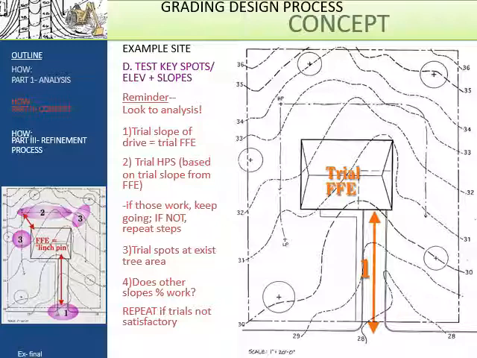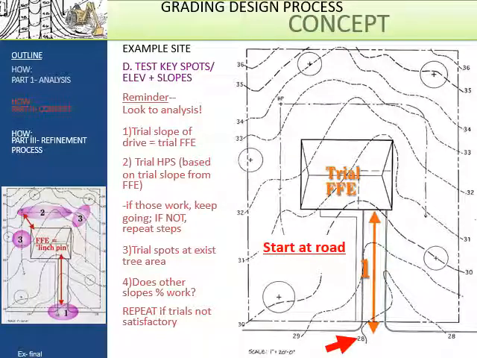So here's an example site we're going to use to help explain this process. And yes, you're going to have to go through all of these steps. You're going to have to remember to look at the analysis you just did. But the first thing you're going to do is set a trial slope for the driveway to figure out what the possibilities are for your FFE. Remember, these are the possibilities. You have to be flexible and willing to change it. We're going to talk about how you can do that.